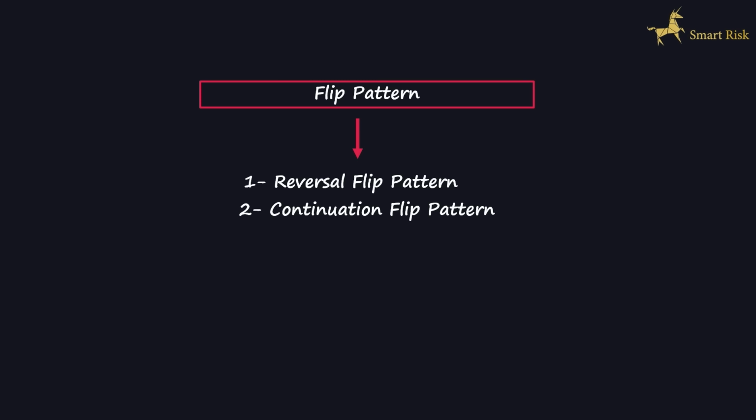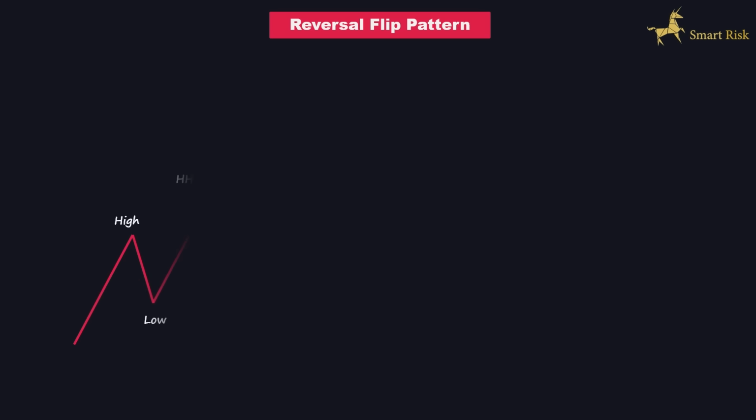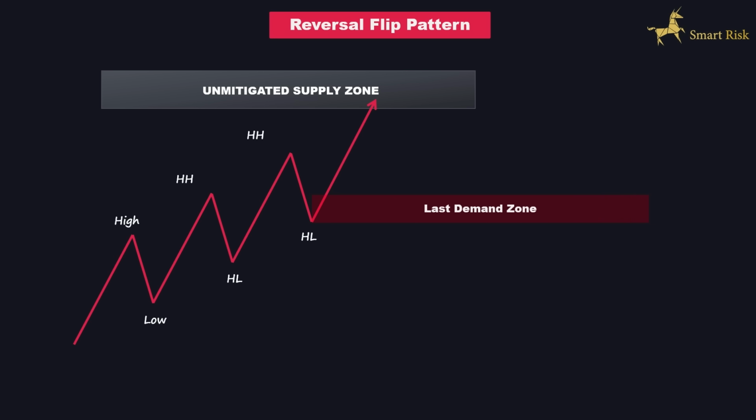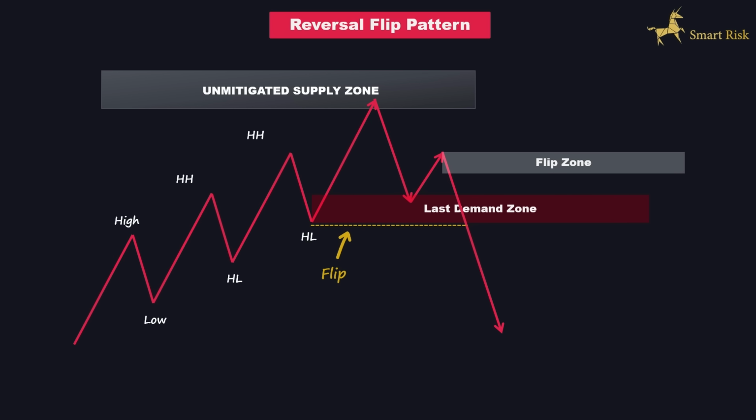Now let's see how we can identify a reversal flip pattern. Let's imagine we have a bullish market where the price is consistently forming higher highs and higher lows. In order to identify a valid flip pattern, there are several key criteria to consider. Firstly, the price should experience rejection from a higher time frame supply zone. Next, it should retest the last demand zone and be driven upward, displaying a rejection. However, it is important that the price does not establish a new higher high and instead breaks through the previously tested demand zone. This break creates a supply zone known as the flip zone.